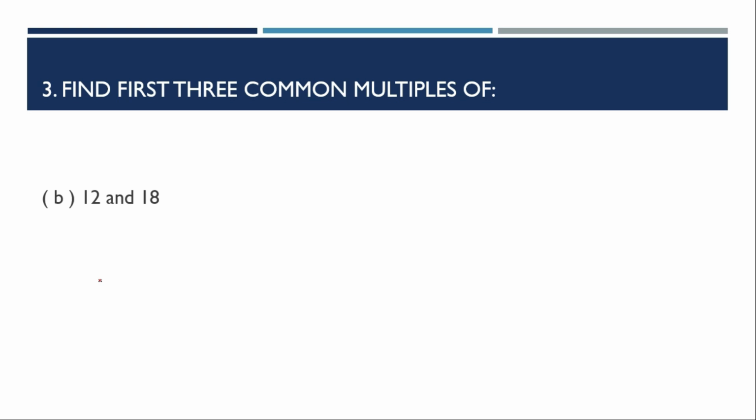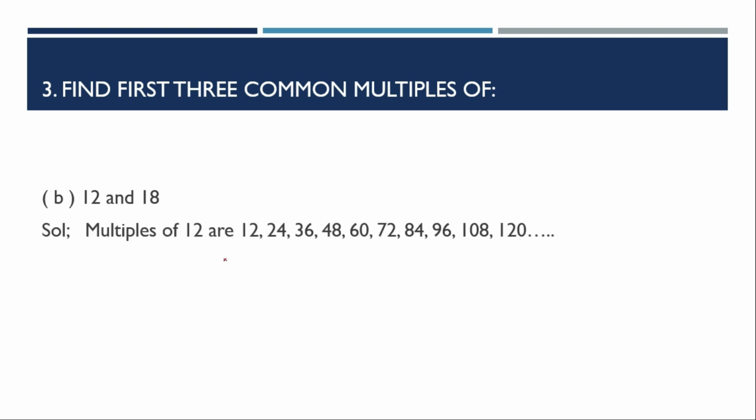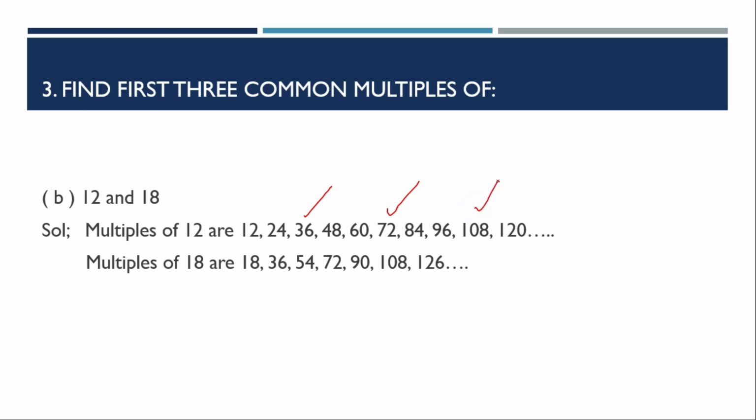12, 24, 36, 48 and so on. Multiples of 18? Yes, this is also 18, 36, 54, 72 and so on. Now, what is the common multiple among these two? And they asked first 3 common multiples only. So what are the multiples? Yes, 36, 72, 108. You can extend and write also, but they asked only first 3 common multiples.